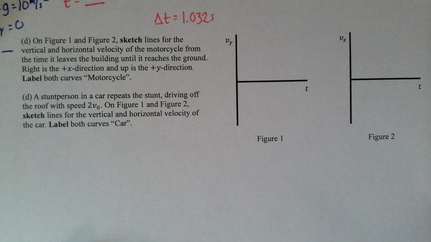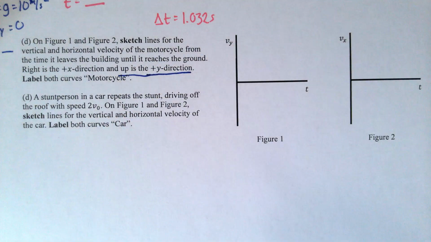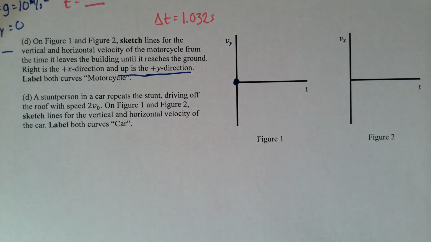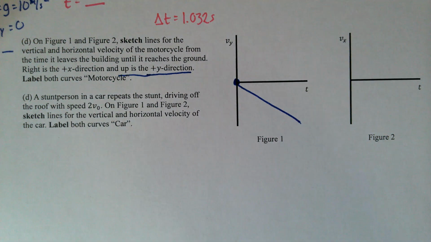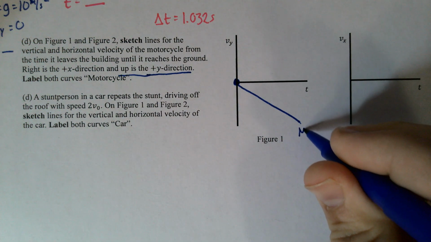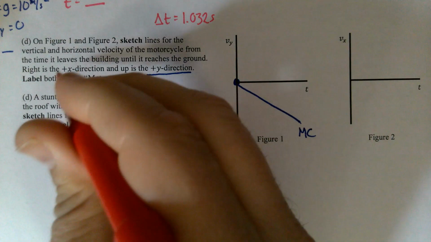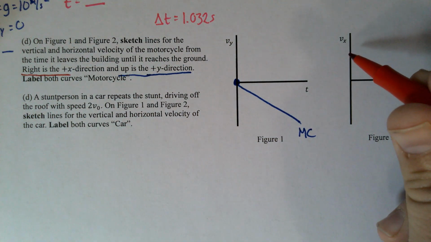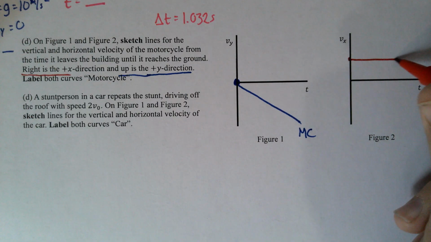Last part to this question is to sketch some graphs of velocity versus time for both of these things. Here it gives us the coordinate system. We want up to be the positive y direction. So if my motorcycle starts with a vertical velocity of 0, it's going to speed up, but it speeds up going down. So I would draw a straight line going down and label that motorcycle. The horizontal direction is positive to the right. The motorcycle is going to the right, so we're going to have a positive x velocity. And again, that velocity is constant, so we would just draw a flat line.